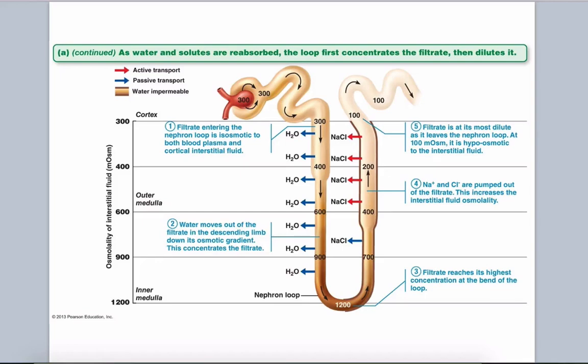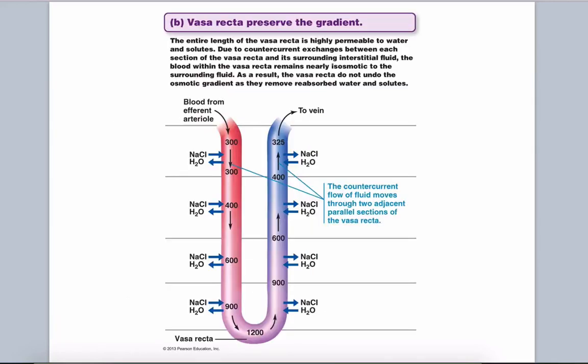This view here shows what's happening with the vasa recta, those peritubular capillaries going around the nephron's loop. They allow water and salt to enter passively throughout this whole route. But it mirrors what's happening with the concentrations: it starts off more concentrated where it begins, and then gets less concentrated as it ends up on the venular side.